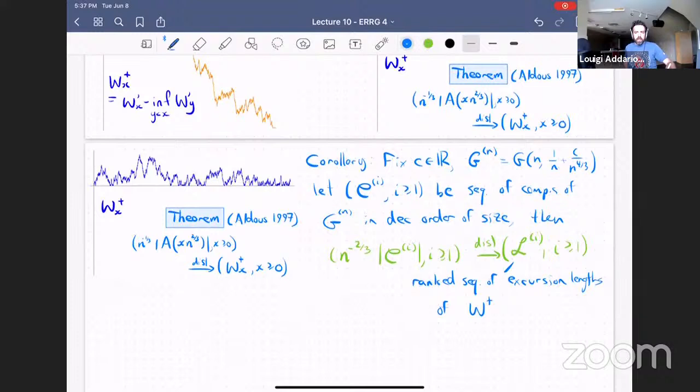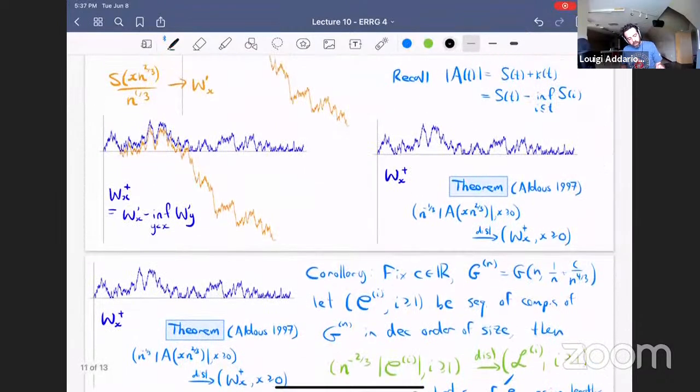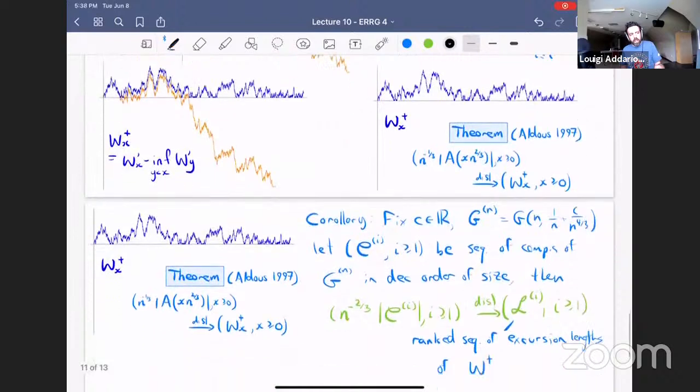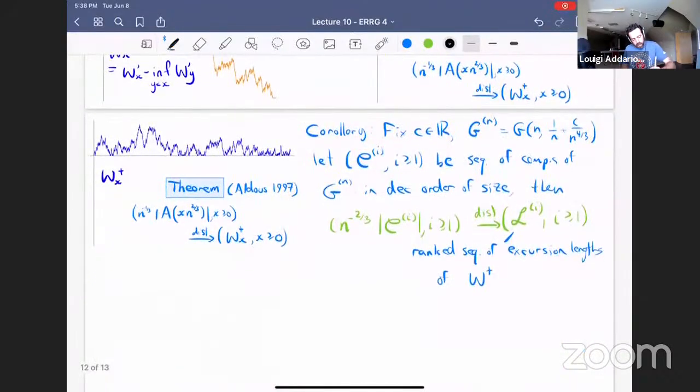So the last bit of the story I'd like to tell you is that you can also use this perspective to understand the surpluses. Remember that these components need not be trees. They might be trees, they might have extra edges. But this whole story that we've told so far can also be extended to understand component surpluses. Let me tell you how that works.